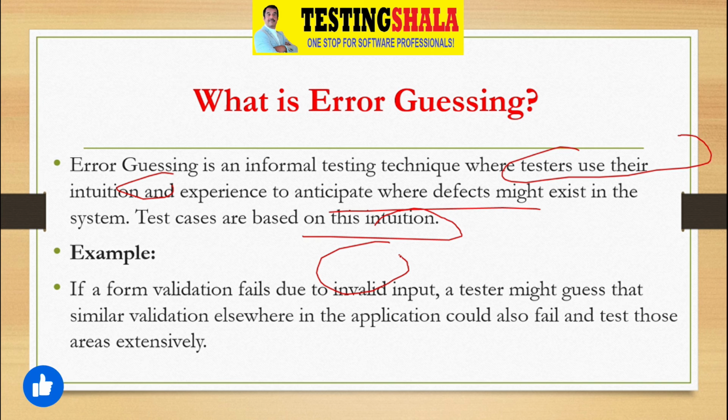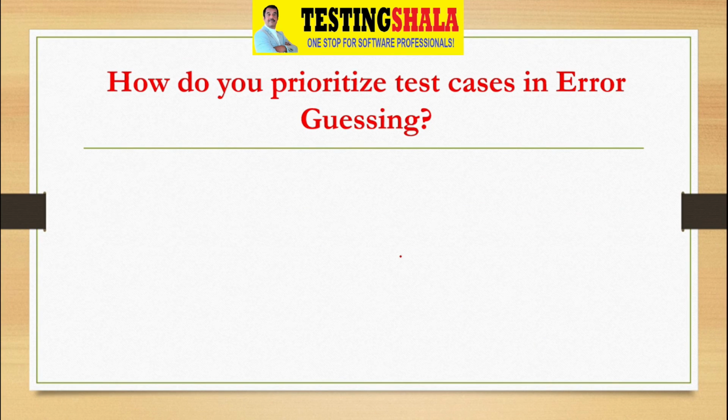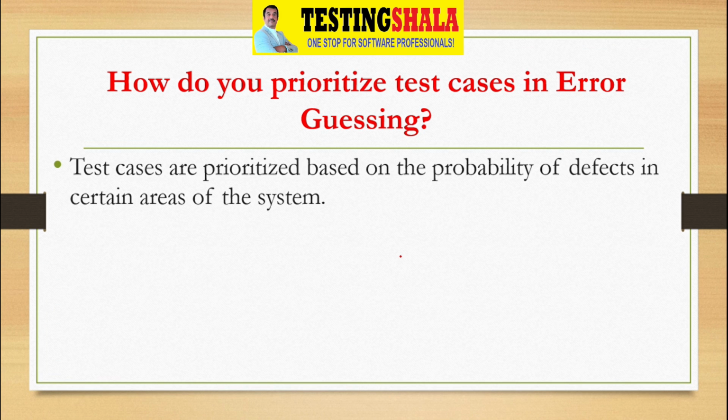If we take an example, if a form validation fails due to invalid input, the tester might guess that a similar validation issue can occur in a different part of the application. That's how our experience counts, our intuition counts, and if we find issues somewhere, we may anticipate similar issues in different parts of the application with similar functionality. That is when error guessing techniques will be used in our testing.